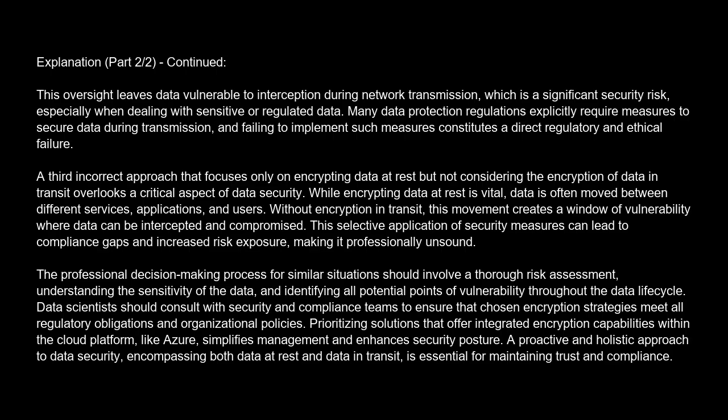A third incorrect approach that focuses only on encrypting data at rest, but not considering the encryption of data in transit, overlooks a critical aspect of data security. While encrypting data at rest is vital, data is often moved between different services, applications, and users. Without encryption in transit, this movement creates a window of vulnerability where data can be intercepted and compromised. This selective application of security measures can lead to compliance gaps and increased risk exposure, making it professionally unsound.